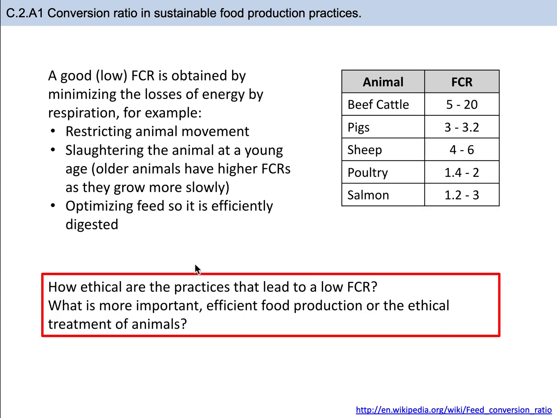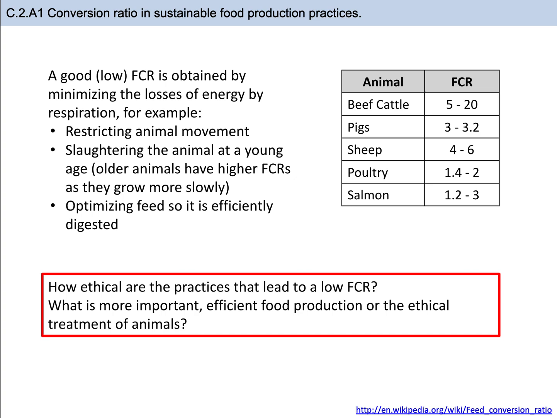A good low FCR is going to be obtained by minimizing the loss of energy by respiration of an animal. That means restricting animal movement, slaughtering the animals at younger ages, and optimizing feed, so the type of feed you use is more efficient in digesting. It may not be what they need exactly, but it'll still be calories for them. For example, with cattle, feeding them corn, where normally cattle wouldn't eat corn, they would eat grass. It's more efficient in digestion to feed them corn, and they get a bigger mass out of the cow.